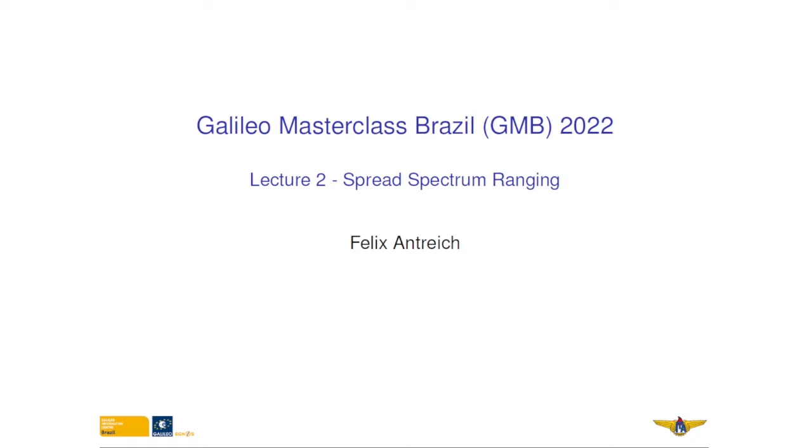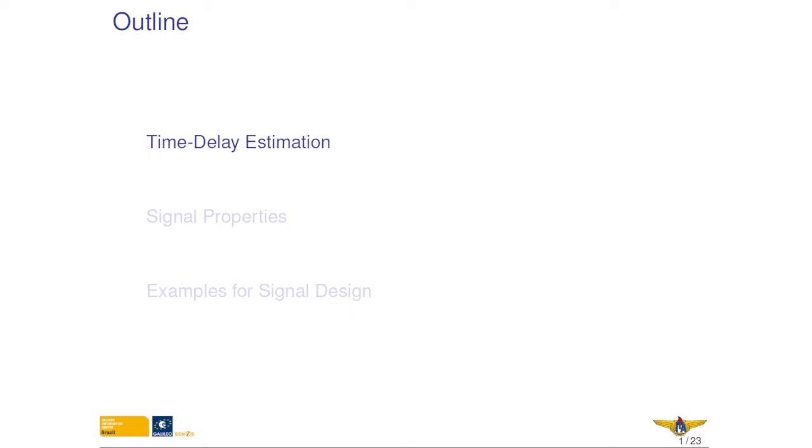And now we will dive more into the spread spectrum ranging and explore also more signal properties of signals for ranging. So yeah, we will first start with discussing time delay estimation. Then we go into the part on signal properties, and in the end I will show you some generic examples of signal design to discuss these properties.